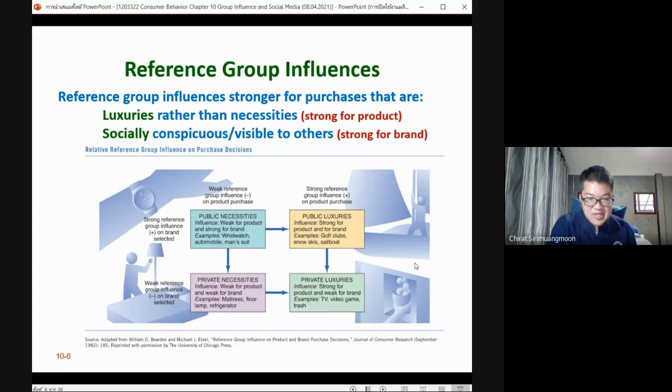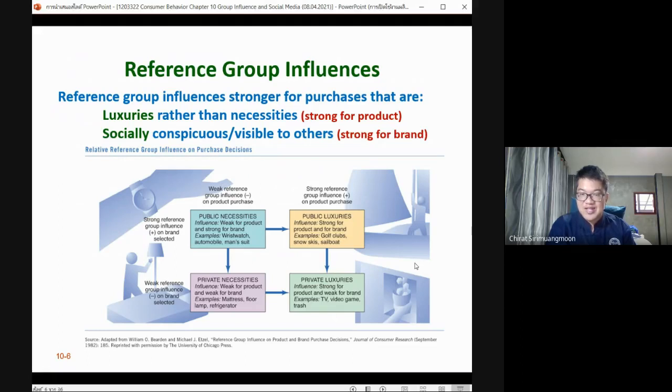So I would like to give you one more case for private and necessity. Again, private is different from public. So this one is not quite strong for brand, and necessity is also not so strong for product. So this is an item that does not require a brand name or other people to see that this is an expensive product. In this category, examples of the product are a mattress or bed, floor lamp, refrigerator, because you don't want to show them to other people. Again, if you still get confused about why we need to talk about this, it's because this is the dimension that you need to be concerned about. And this is how group influence affects consumer decisions.